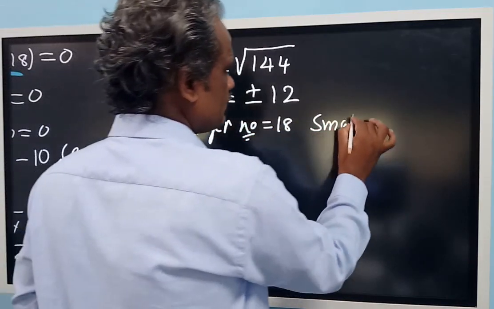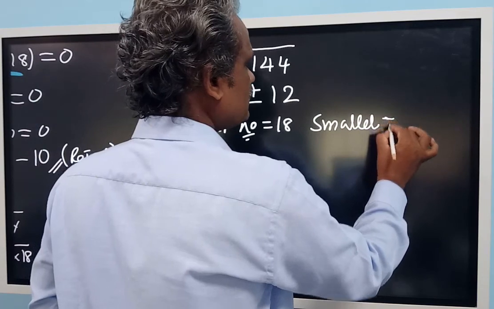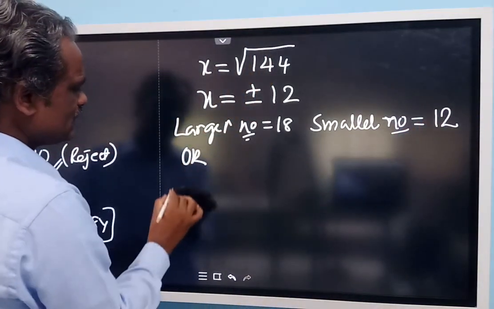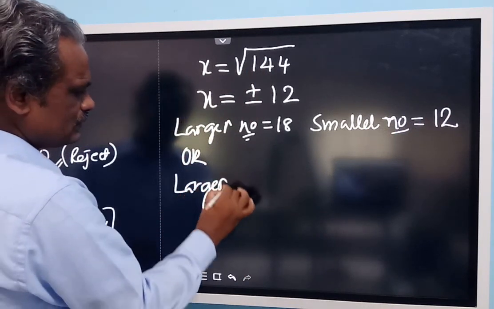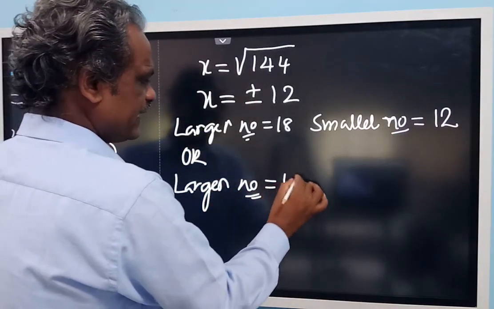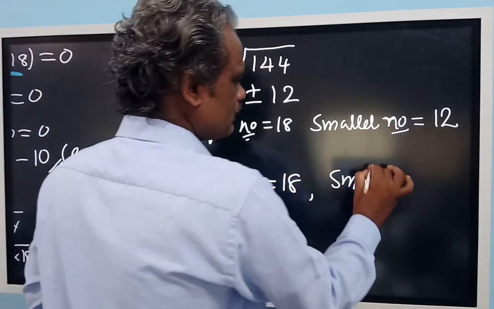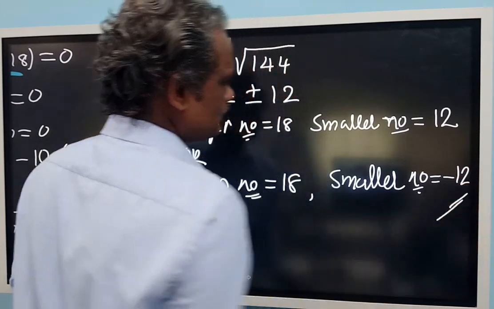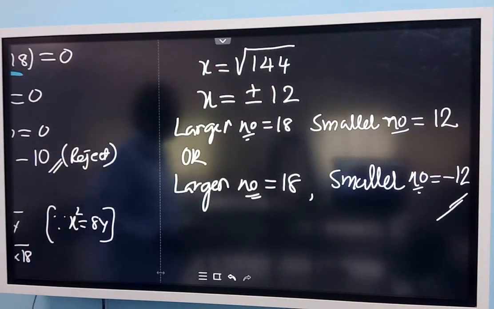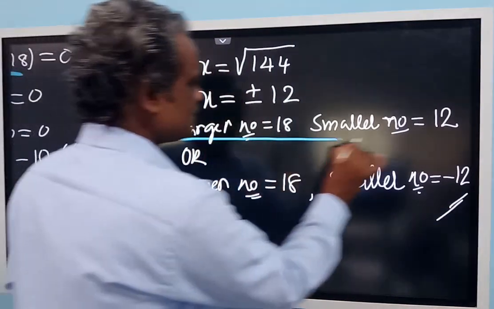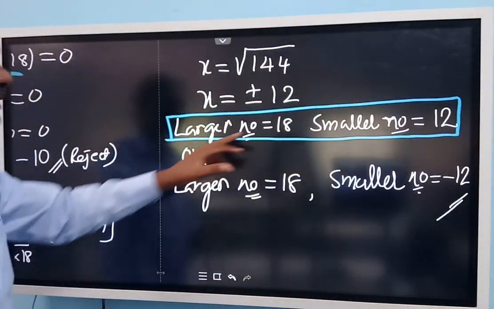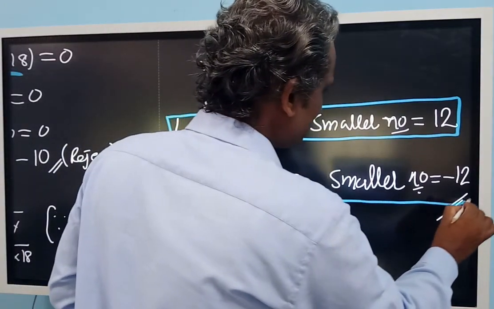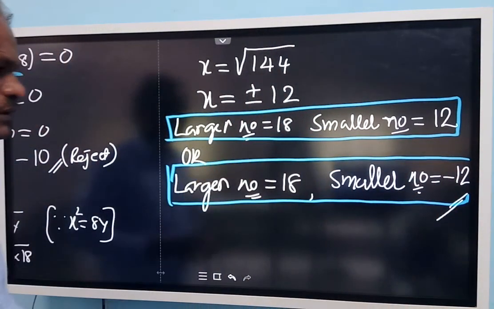Smaller number is equal to plus 12. Or another possibility. Larger number is equal to 18. Smaller number you can take even minus 12 also. So these are the two possibilities. Larger number 18, smaller number can be 12, or it can take a negative value, minus 12 also. This is the solution.